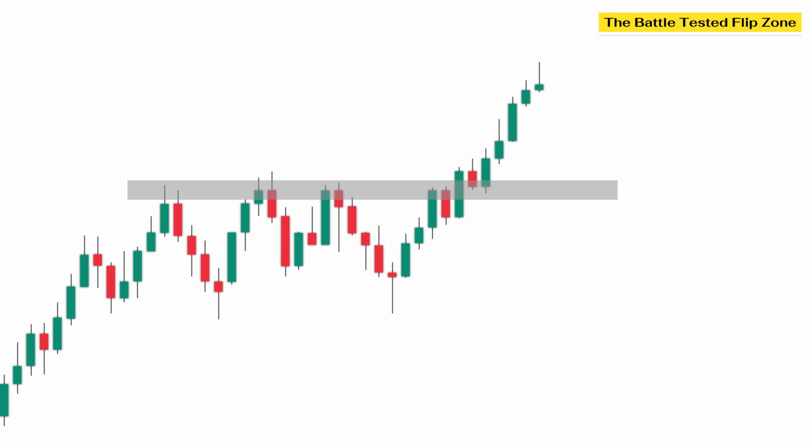And here is the key thing to understand. Breaking this level was not easy. It took multiple attempts and a massive amount of buying pressure to finally push through. Which means, now that price is above this level, bringing it back below is going to be equally difficult. So when price pulls back and returns to this level as support, this is one of the strongest zones you will ever find on a chart.